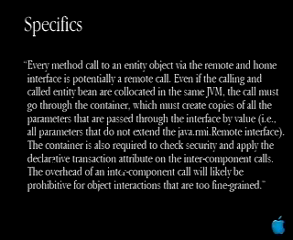The container is also required to check security and apply the declarative transaction attribute on the intercomponent calls. The overhead of an intercomponent call will likely be prohibitive for object interactions that are too fine-grained. So obviously this is a very coarsely grained, heavyweight technology, right? Even when two EJBs are in the same process, there's an inordinate amount of overhead for them to communicate. Hardly the most hospitable habitat.